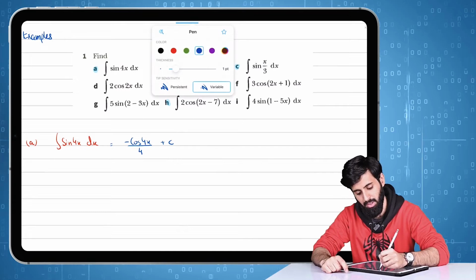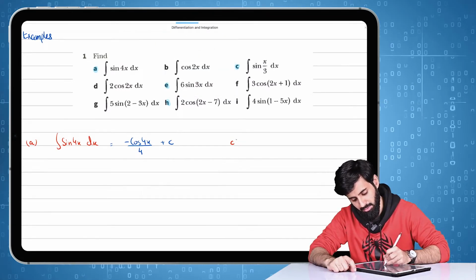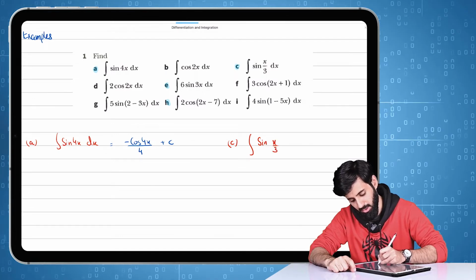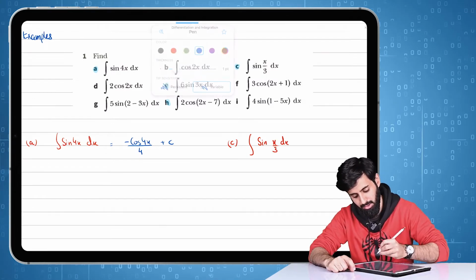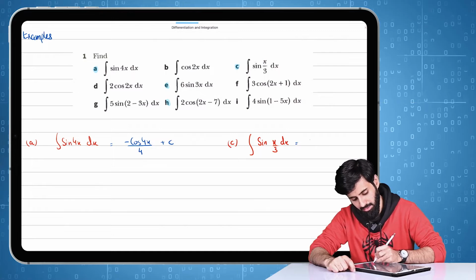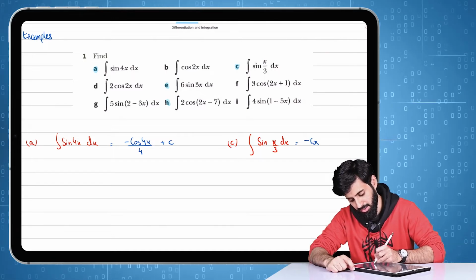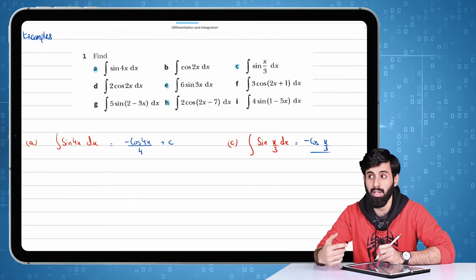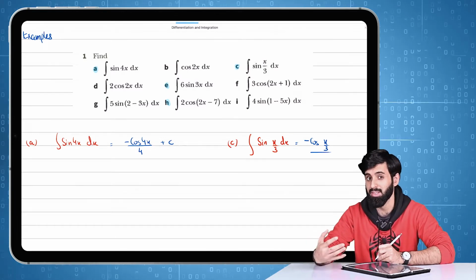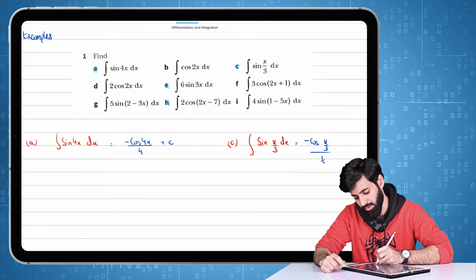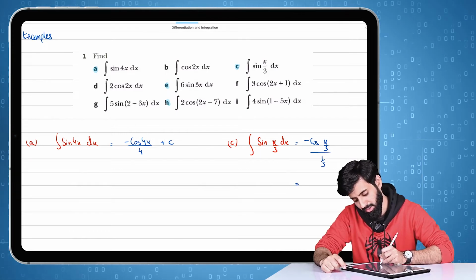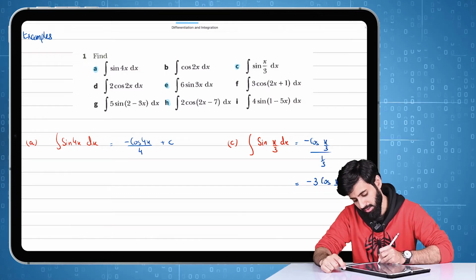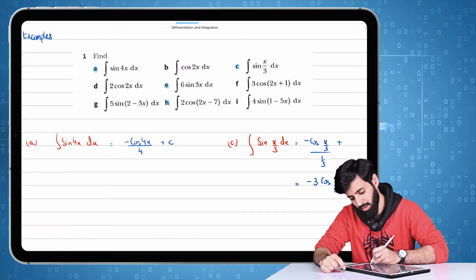Then we will do part c, where you have to integrate sine of x upon 3 with respect to x. This also should be pretty easy. Again, the integral of sine is going to be minus cos, this time of x upon 3, and then we'll divide by the differential of x upon 3, which is basically 1 upon 3x, the differential of which is going to be 1 upon 3. So 1 divided by 1 upon 3 would simply give minus 3 cos of x upon 3, and then don't forget to put a plus c towards the end.